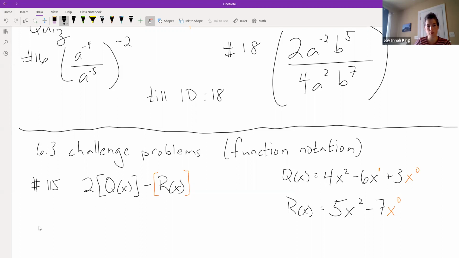So I'm going to come over here, give myself a little bit more space. 2 times q of x, just like I had before, but now q of x is going to be 4x squared minus 6x plus 3. And then minus, once again, these are the brackets that I had to remember to put in myself. The reason they're using brackets and not parentheses is just to avoid confusion with already having parentheses as part of the function notation. That's totally up to you.